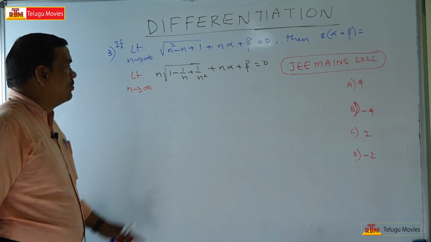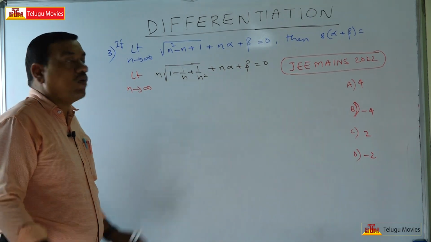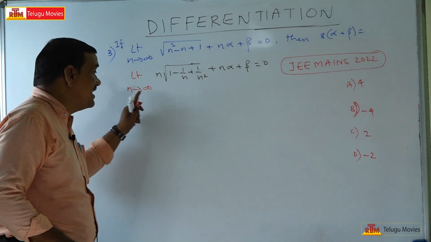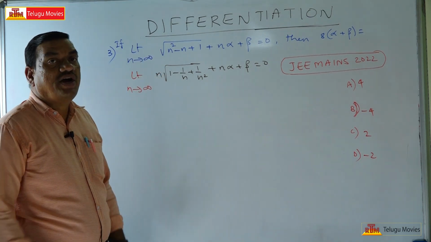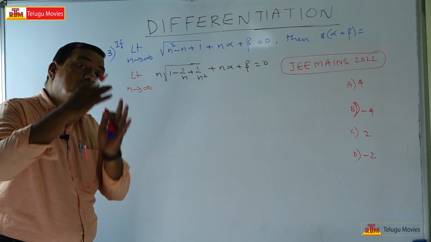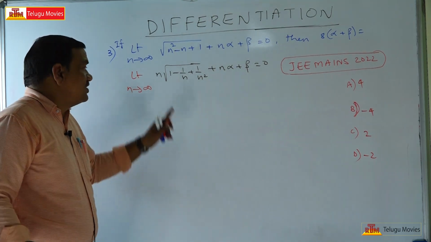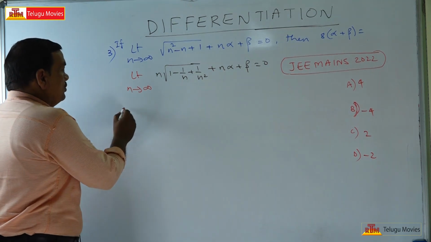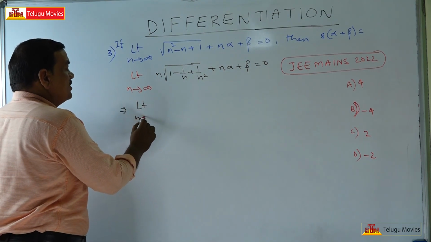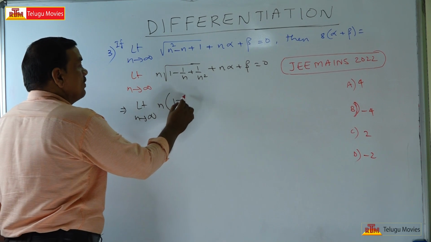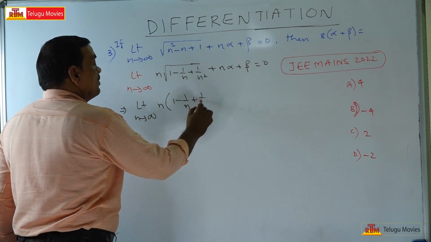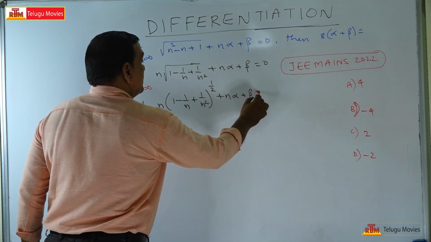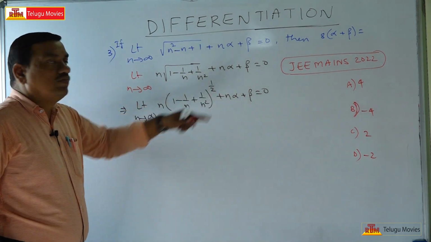You may ask one doubt: sir, square root of n square is equal to modulus of n. Yes, your argument is right, it is modulus of n, but here n tends to plus infinity, which means n takes all positive values, so modulus of n is n. So this implies the limit as n tends to infinity of n into (1 minus 1 by n plus 1 by n square) whole power 1 by 2, plus n alpha plus beta is equal to 0. Square root means whole power 1 by 2.